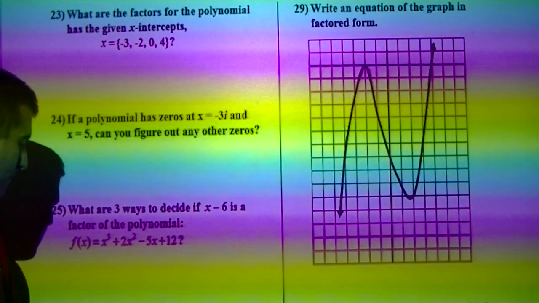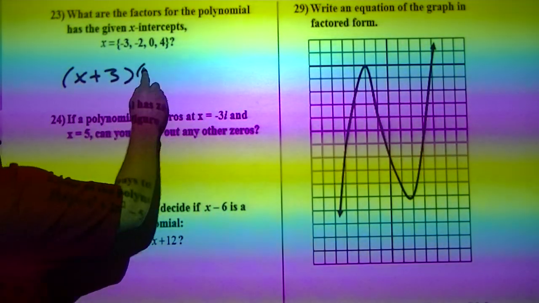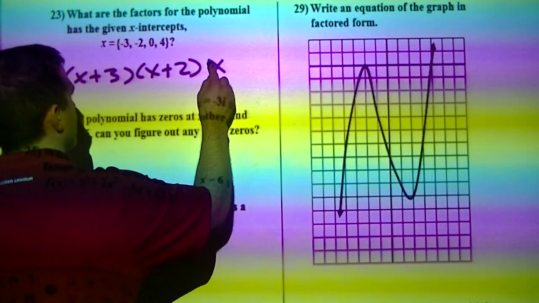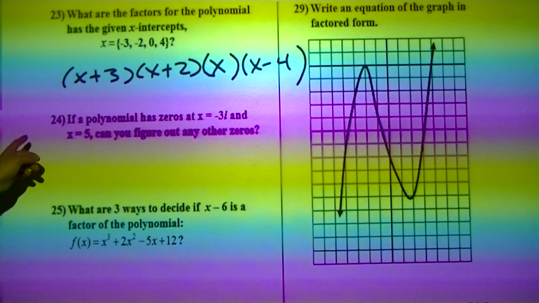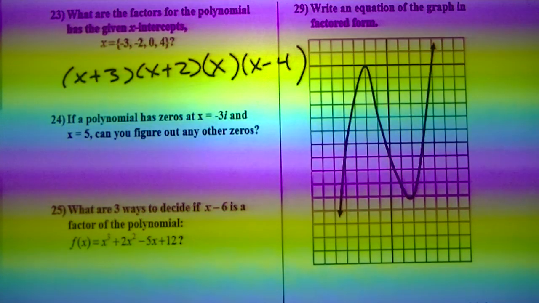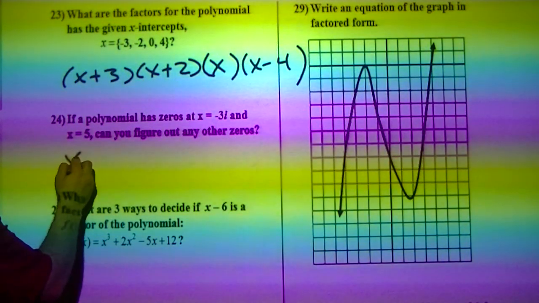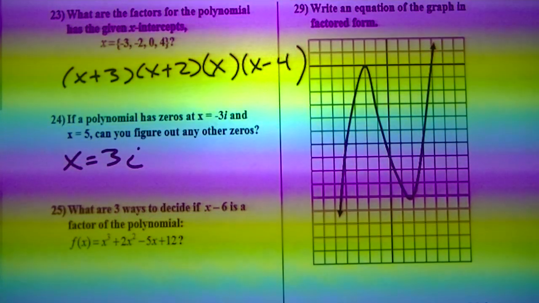What are the factors of that polynomial? We've been doing this a lot. That's going to be x plus 3, x plus 2, x, that's what 0 is, and x minus 4. If a polynomial has a 0 of that and a 0 of that, can you figure out what the other 0 is? The other 0 has to be x equals 3i, because those are conjugates of each other.